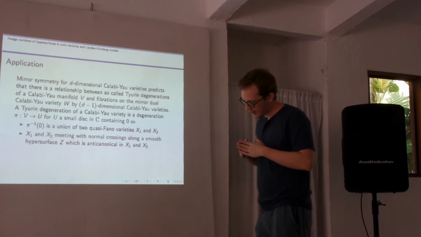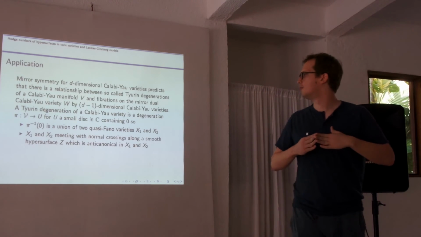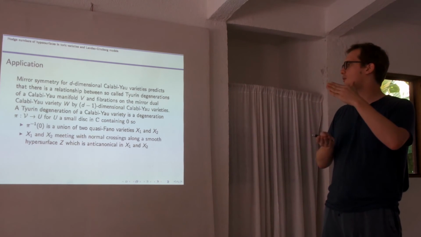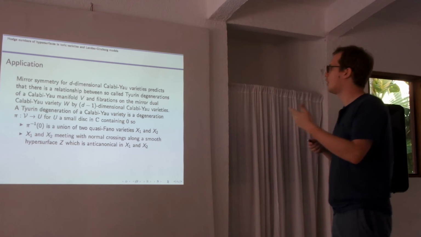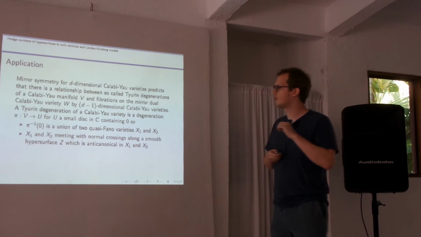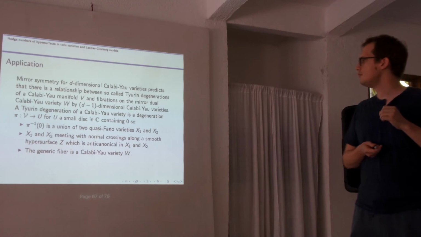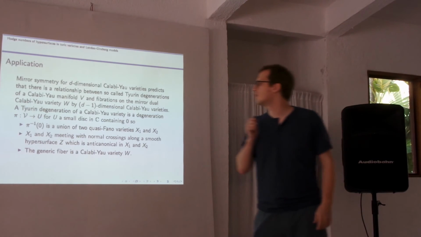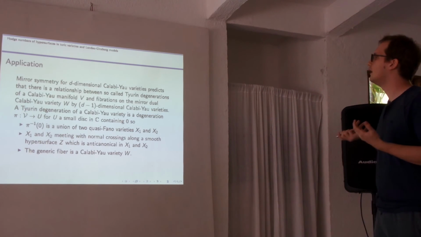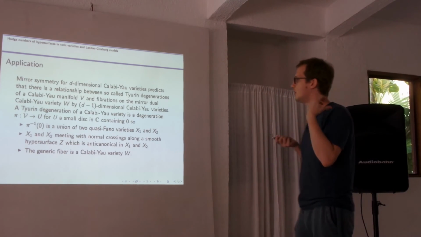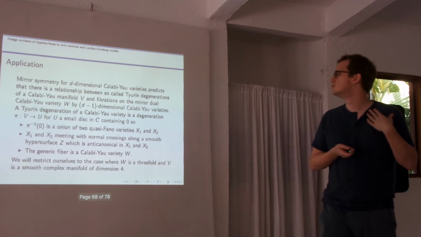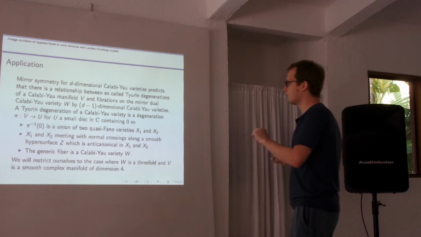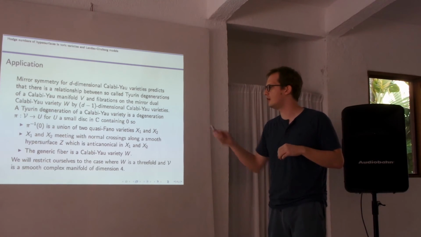We want these X1 and X2 to meet with normal crossings, and we want the intersection to be a hypersurface which is anticanonical in X1 and X2. So this is a smooth hypersurface. And we want the generic fiber of this fibration to be a Calabi-Yau variety W. So this is what I call a Tyurin degeneration of W. In the following, we're just going to take the case with W a threefold, and this big family V is a fourfold.